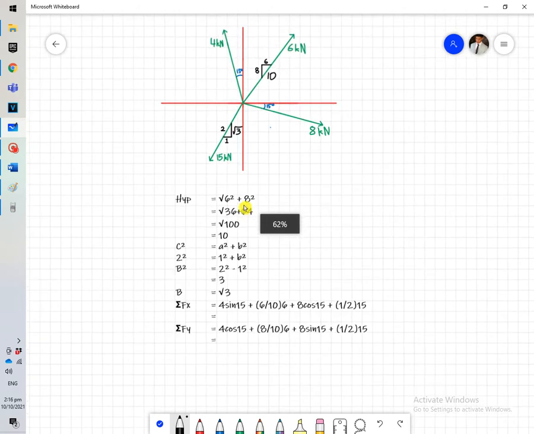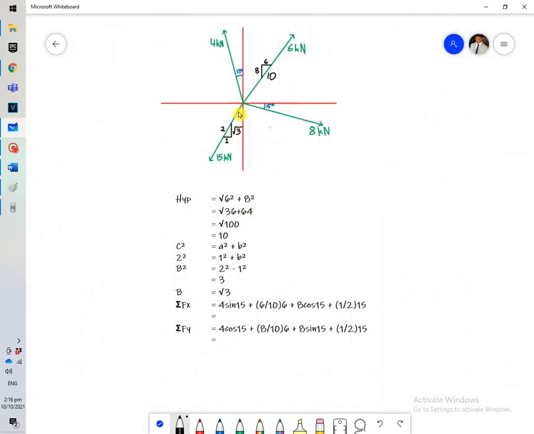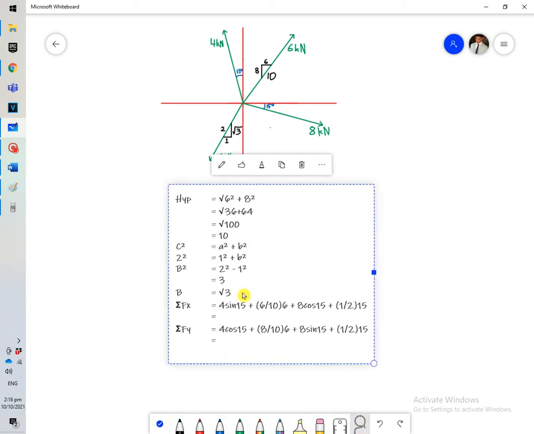So, yan. Kompleto na tayo dito. May angle tayo dito. So, pwede natin isolve yung mismong problem. So, in finding the summation of the forces along the x-axis, kunin natin yung value neto with respect sa x-axis, value neto with respect sa x-axis, at value neto with respect sa x-axis.